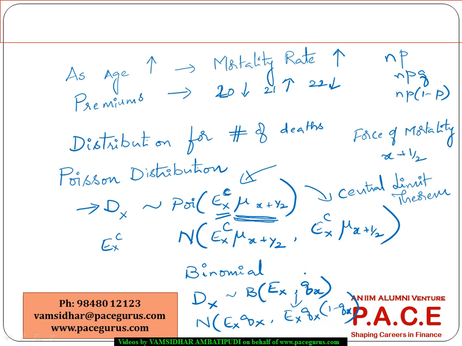So depending on whether the deaths are following a binomial distribution or a Poisson distribution, and depending on whether the exposed to risk is a very large number or a small number, I will use that distribution or an approximation to the normal distribution to identify the smoothened numbers with respect to the death rates, right?